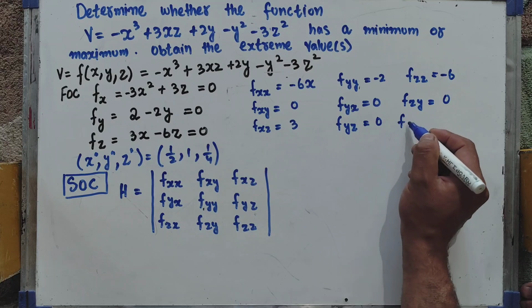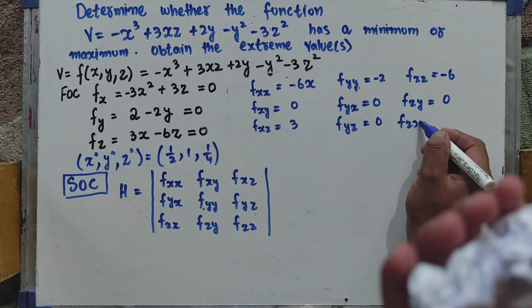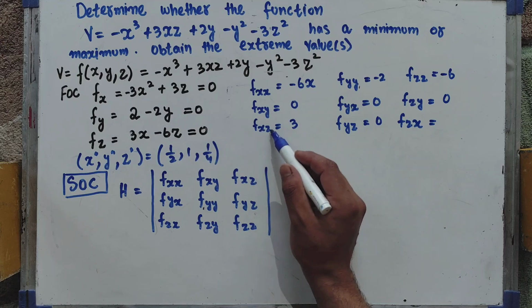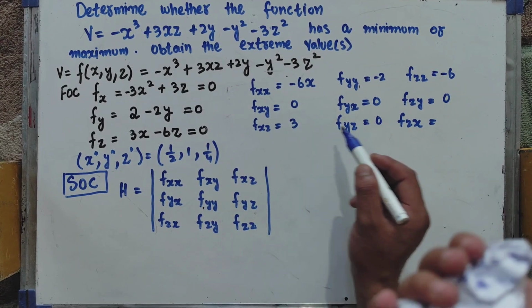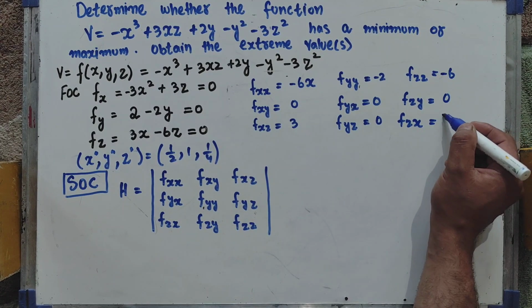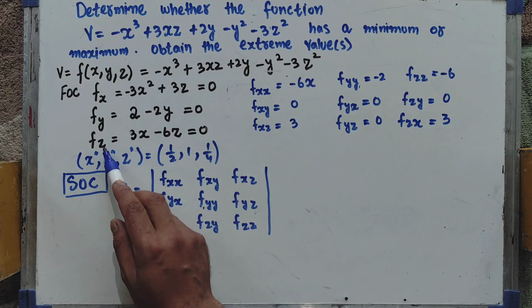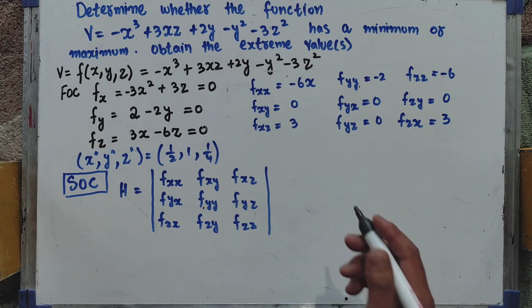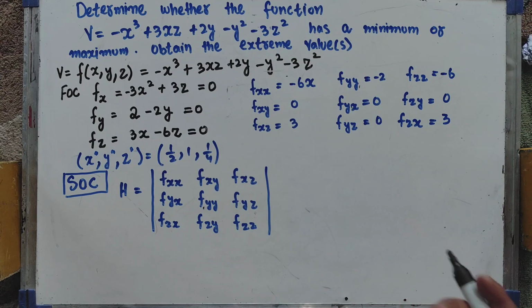Let us take f of zx. Since f of xz is equal to 3, zx will again be 3. And here we can see z with respect to x, since x is here, we get 3. Now let us plug these values in the Hessian matrix.